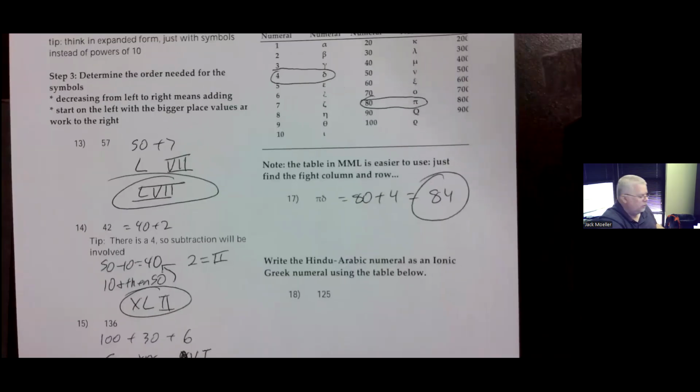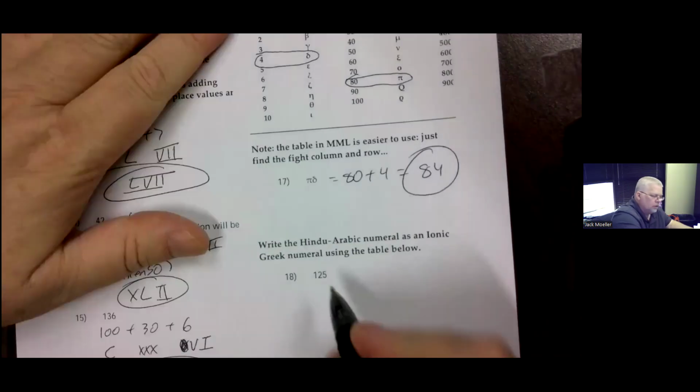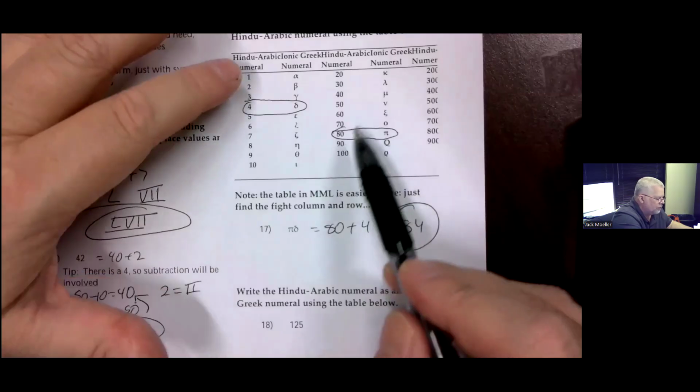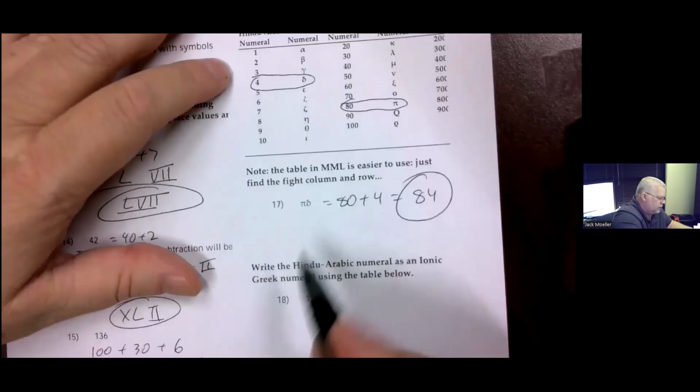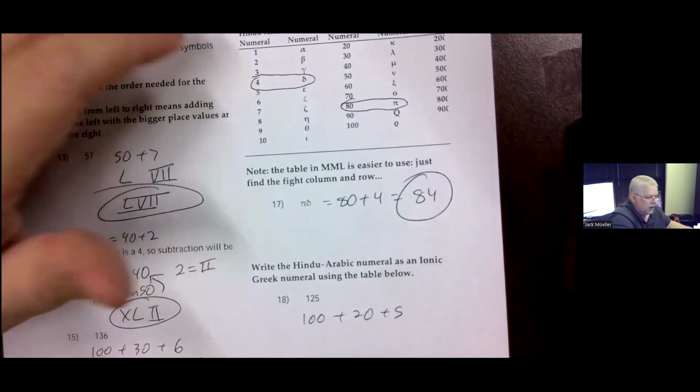Or we can go the other way. We need 125. We need that in Greek form. So again, split it up in multiples of 10, basically. And so this needs to be 100 plus 20 plus 5. And again, work left to right.